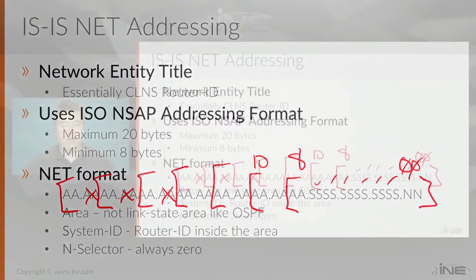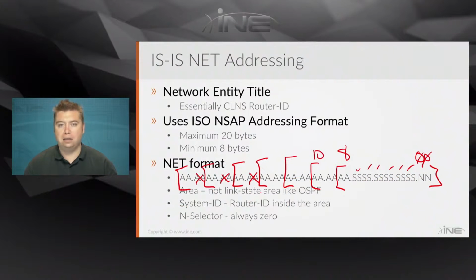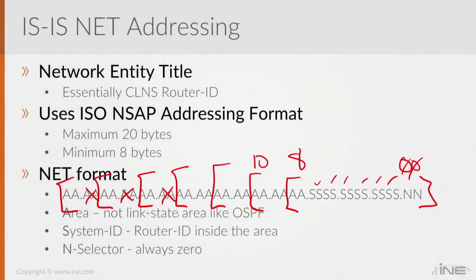And you'll see that in most IOS versions, if you try to configure it as an odd number of bytes, it gives you an error message. In some versions, it allows it to accept this, but it won't actually work properly. So you need to make sure that it is an even number of bytes.